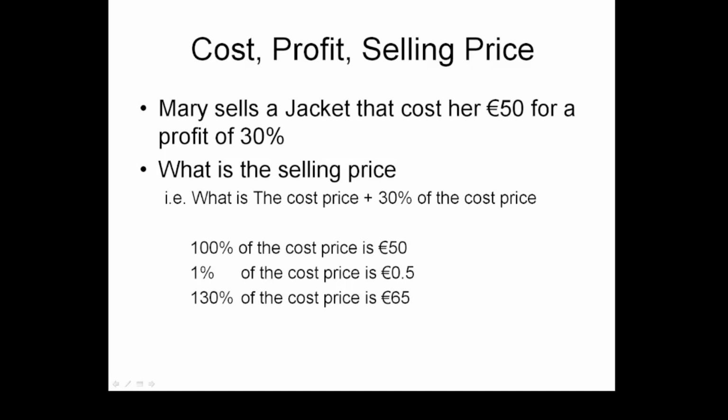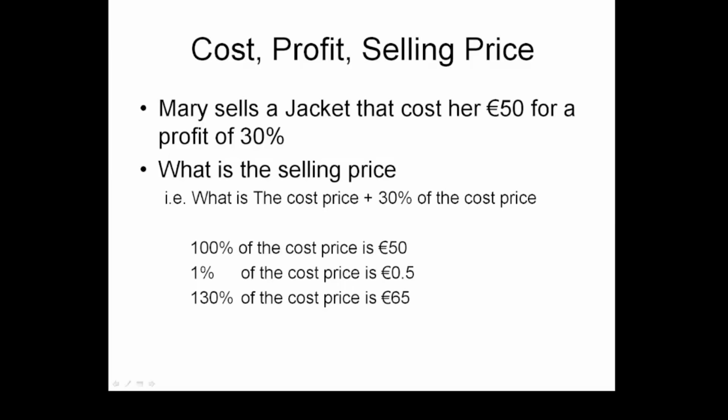Why am I finding 130% this time? Well, it's because I'm looking for the selling price, which is 100% of the cost price plus 30% of the cost price. So we're looking for 130% of the cost price. What did I know? I know what 100% is. I know the cost price is €50, and I want to find 130. So we start off with what we know. We write down what we want to find, and then we use the unitary method in between to get from 100 to 130. We find 1% first.